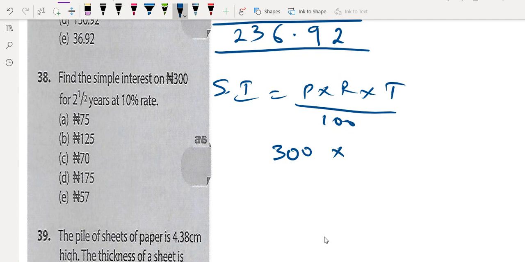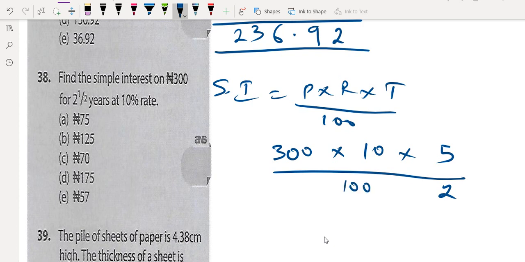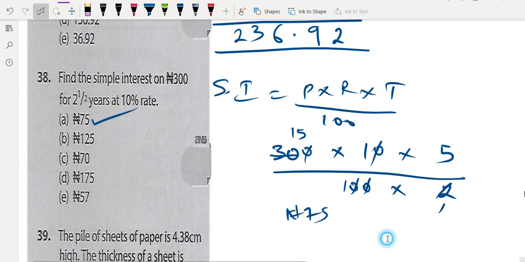What's the rate? 10%. What's the time? The time is 5 over 2. 2 and a half is 5 over 2, right? Yes, sir. Time is 5 over 2 then. The zeros cancel. What do we have? 15 times 5, so 75 naira is the interest. Yes, sir. Option A. Number 39, please.